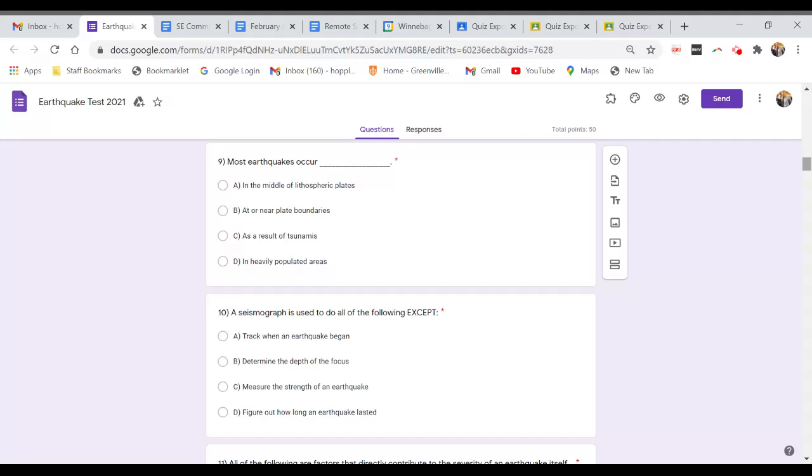Question 9. Most earthquakes occur where? In the middle of lithospheric plates, at or near plate boundaries, as a result of tsunamis, or in heavily populated areas.